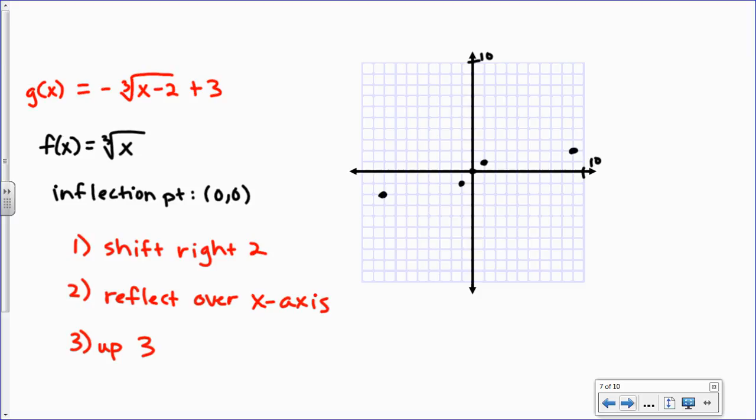So I got to go in that order with the points. So if I start here at my inflection point, 0, 0, and I reflect over x, I'm on the x, so I don't change. But I go right 2, and then I go up 3. So that's my new inflection point.